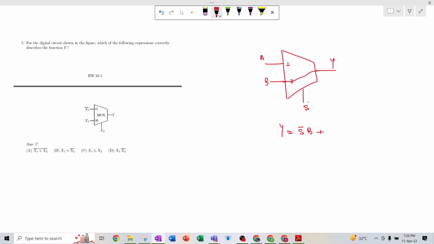And whenever the S is 0, the output is connected with this, but whenever the switch becomes 1, that means this one is connected with this.